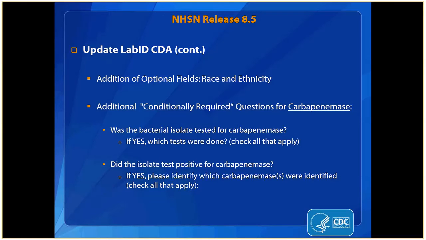Also, the Lab ID now has the optional fields of race and ethnicity. And then, as you're probably already aware, a series of conditionally required questions for carbapenemase. This is all based on if the organism equals any of the CRE Klebsiella, CRE Enterobacter, or CRE E. coli. Was the bacterial isolate tested for carbapenemase? If yes, which tests were done? You can check all that apply, including unknowns. Did the isolate test positive for carbapenemase? If yes, please identify which carbapenemases were identified, and once again, you can check all that apply.